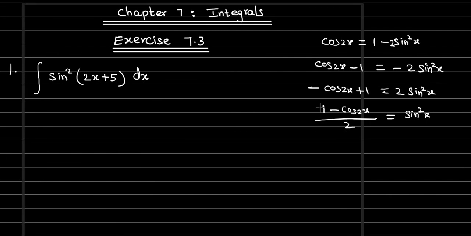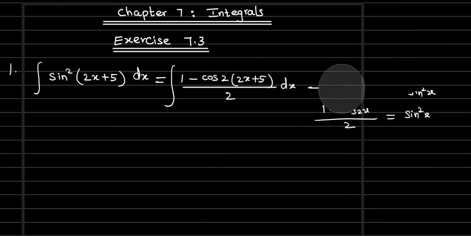When we use this one, of course, we have integral 1 and integral cos 2x. For both, we can proceed with the integration. So this is the right one to substitute here. But in place of x, we have 2x plus 5. So wherever we have x, we need to replace it with 2x plus 5. So integral 1 minus cos of 2x plus 5 by 2, and then dx. Yes. So now we can proceed with the integration further.